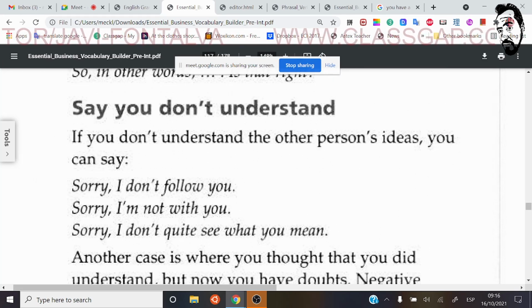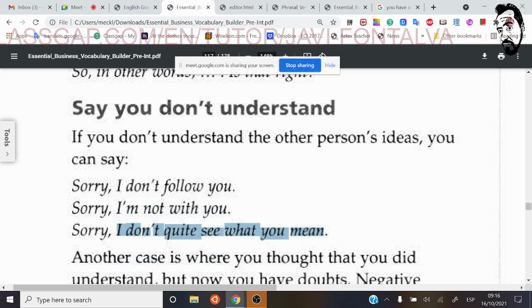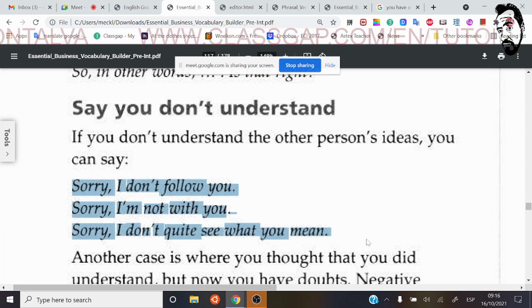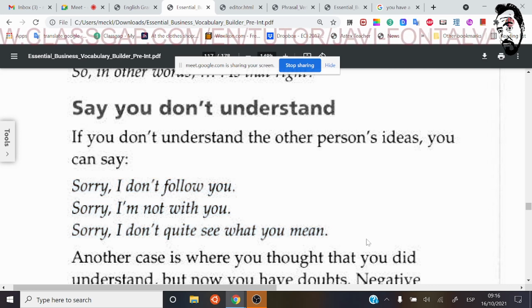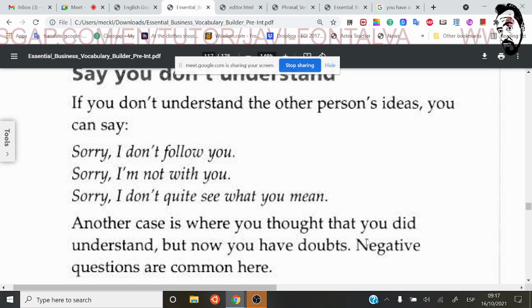Okay, sometimes you don't understand, so you have to say, sorry, I don't follow you. I don't follow you. Or I'm not with you. It's basically the same. I don't quite see what you mean. No entiendo lo que I don't quite see what you mean. No, I don't really understand. Yeah, that's what it means. Sorry, I don't follow you. Sorry, I'm not with you. I'm not with you. I don't follow you. It's the same. Sorry, I don't quite see what you mean.